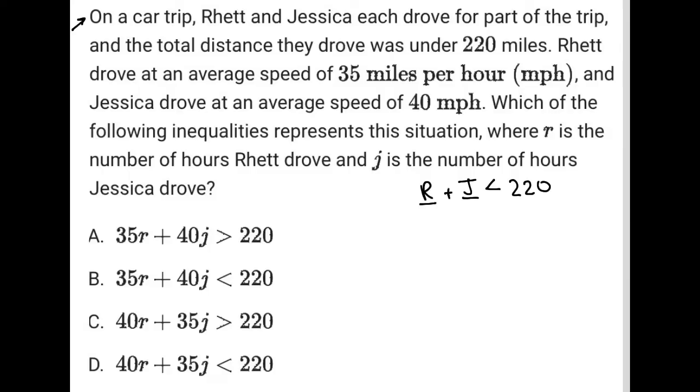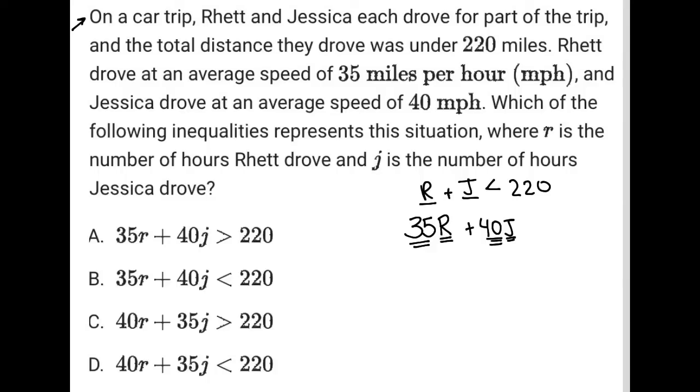So I'm going to say 35 times R. That will give me how far Rhett drove, right? 35 miles per hour and R miles for Rhett plus 40 times J, right? 40 miles per hour times J miles for Jessica. Let's see if we know anything more about this.